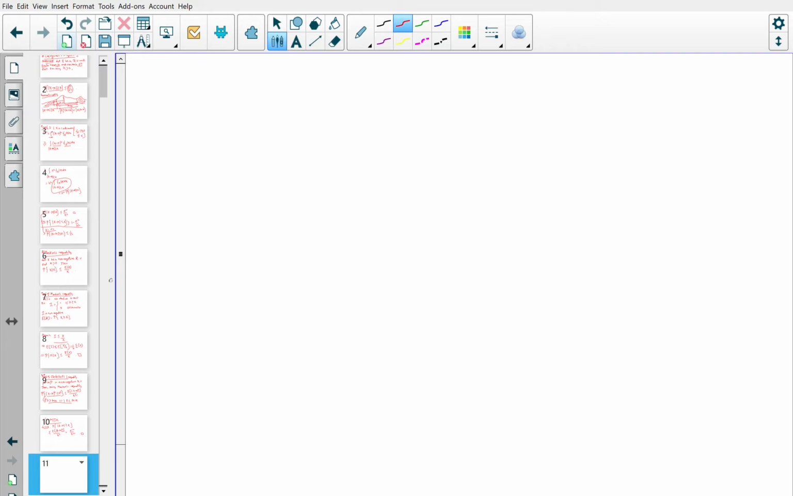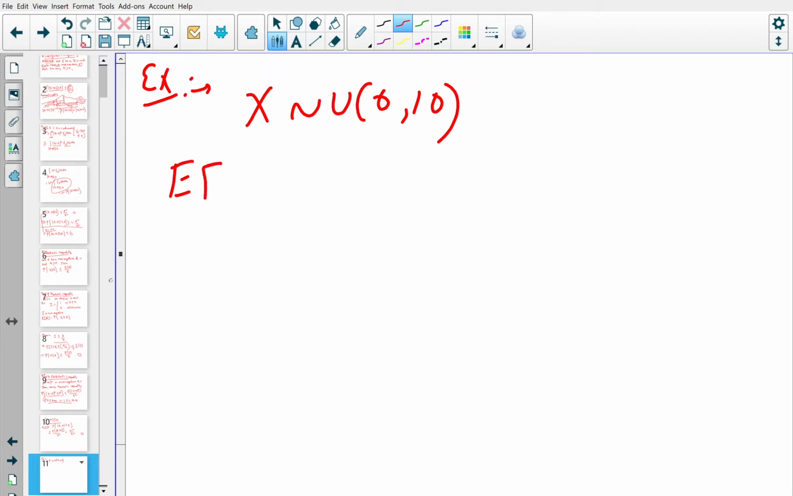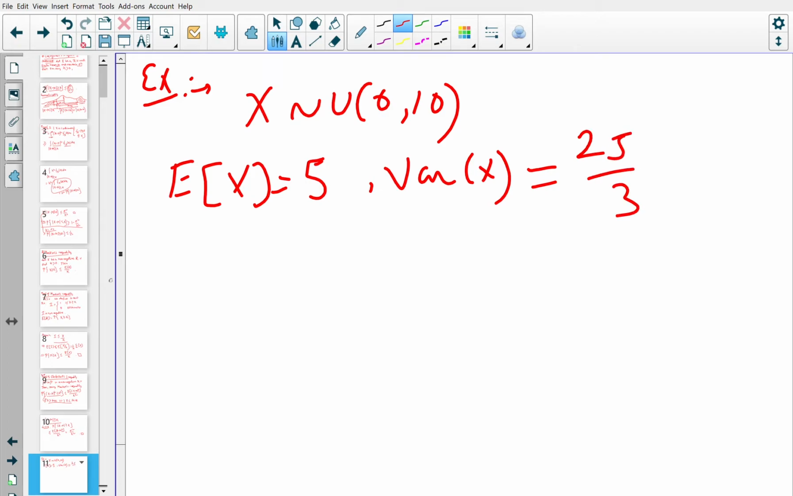So this is kind of an approximation, right? How do we get a better approximation on that? Suppose you have x, which is a uniform random variable, say uniform on 0 to 10. Given the moments, you know that the expectation is 5 and the variance is nothing but 25 by 3. That is already known.